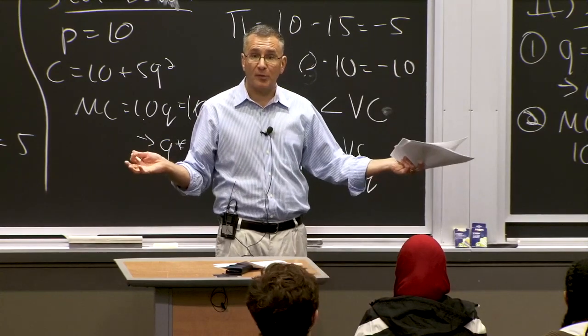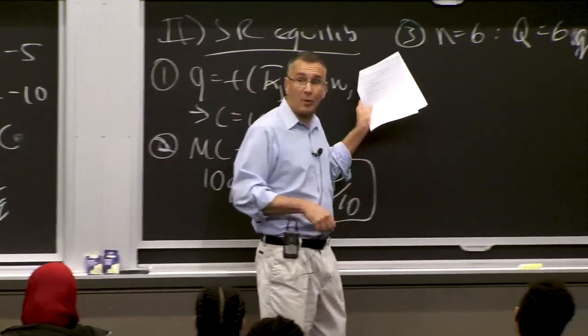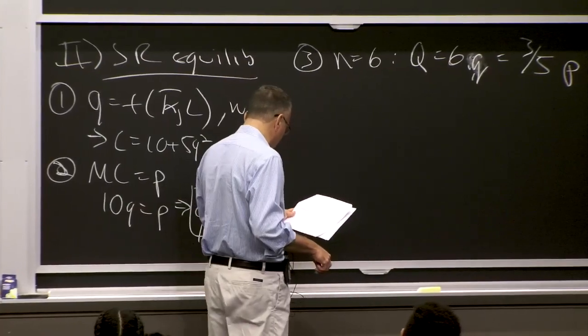They know there's 6 firms. So they're done. I'm going to come to this. You're talking about the long run. Okay? Other questions? Yeah, okay. So that gives you your market supply.